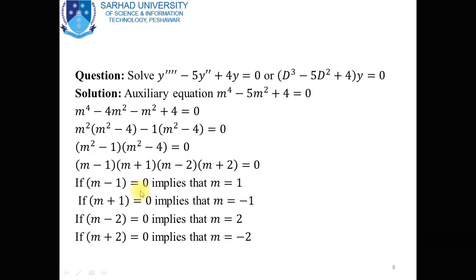Now if m minus 1 is equal to 0, then this implies that m is equal to 1, and if m plus 1 is equal to 0, then it implies that m is equal to minus 1, and if m minus 2 is equal to 0, then it implies that m is equal to 2, and m plus 2 is equal to 0 implies that m is equal to minus 2. So you see over here there are actually 4 roots, and all these roots are real and different.